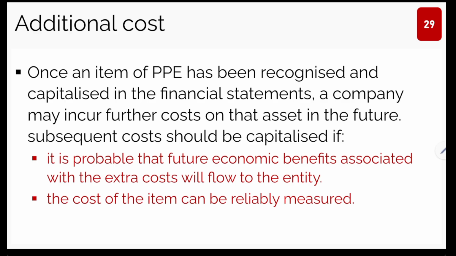Okay, so please note the additional costs. Can we have additional costs even when our property, plant and equipment has been recorded at initial recognition? Yes. Additional costs are costs that you might want to spend in addition to make that PPE function properly. Once an item of PPE has been recognized and capitalized in the financial statements, a company may incur further costs on the asset in the future. Subsequent costs should be capitalized only if they can be measured reliably and if future economic benefits will flow into the entity by the use of the asset. That's when it should be recognized in the books.